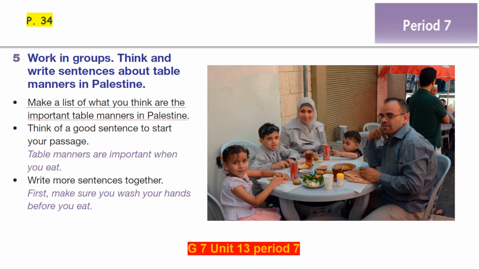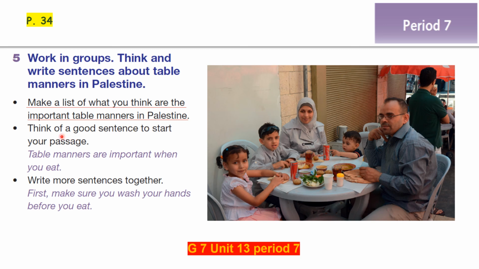And finally, my students, it is time to write. Exercise 5, working in groups. Think and write sentences about table manners in Palestine. So you have to write sentences about what? About table manners in Palestine. Here you have 3 tips to help you write good sentences. Number 1, make a list of what you think are the important table manners in Palestine.